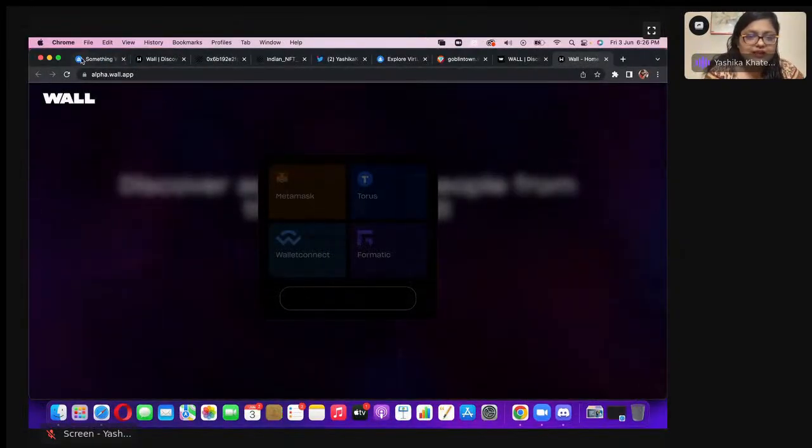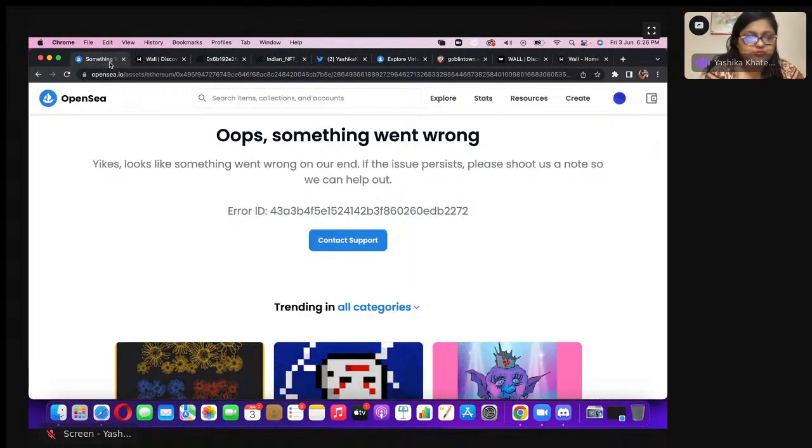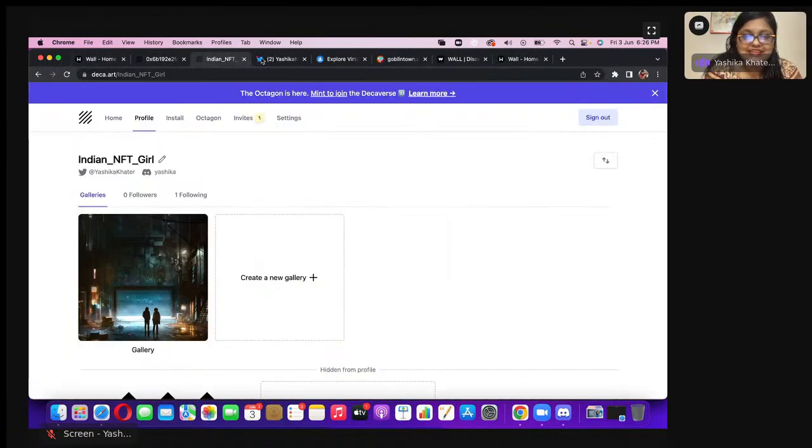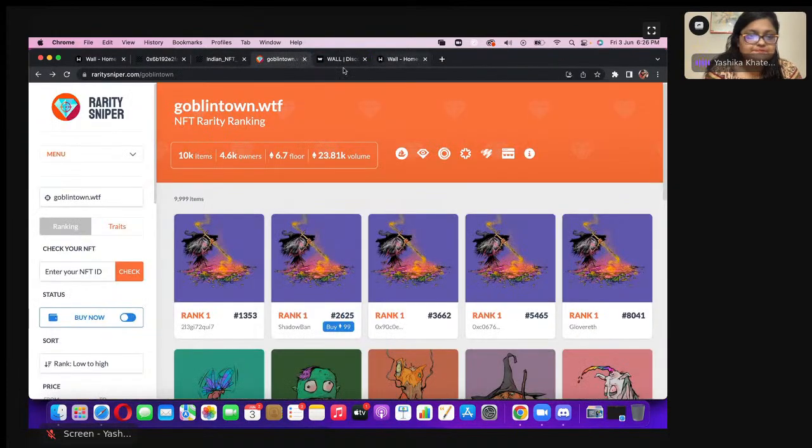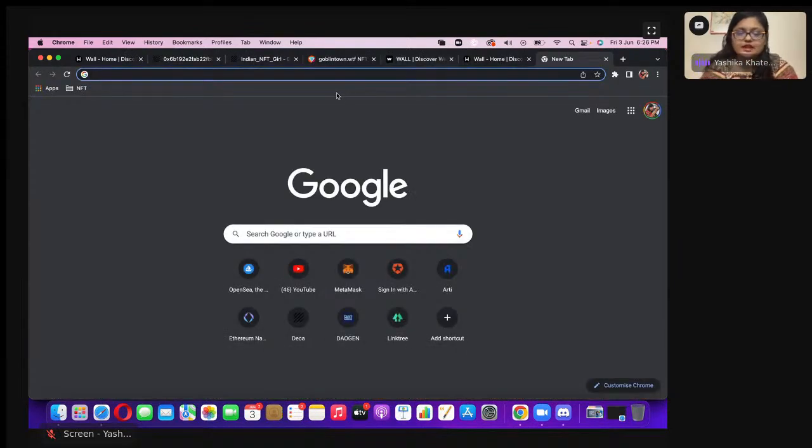So yesterday when I was connecting to OpenSea, for some reason I had to disconnect my wallet because I had to show you guys how to set up a new wallet. But today I have logged in through my own wallet, so it won't be a problem today for us. We can straight dive into our topics.